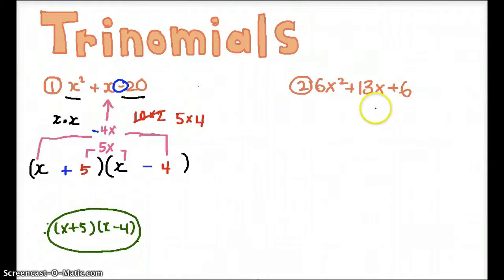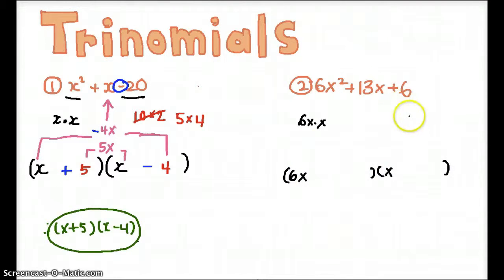6x squared plus 13x plus 6. So there is no greatest common factor. So I'm just going to start right away with the method I was using before. I'm going to think of the two numbers that multiply to 6x squared. So let's say I think of 6x times x. Then I'm going to write parentheses and put the 6x out front and then the x there.